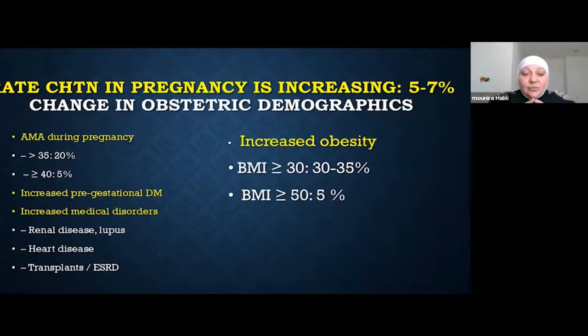That is secondary to advanced maternal age during pregnancy, where 20% are more than 35 years and more than 5% are more than 40 years of age, an increase in pre-gestational diabetes, an increase in other medical disorders, whether heart, transplant, lupus or renal disease, and an increase in obesity, where 30 to 35% of pregnant women have a body mass index more than 30, and 5% have a body mass index more than 50.